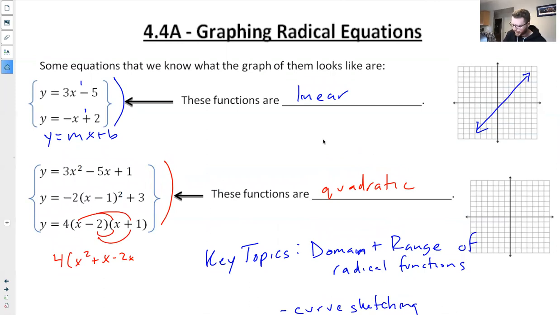Going back to the first couple chapters that we did, this is in standard form. The second one here is in vertex form. And this last one down here is in factored form.